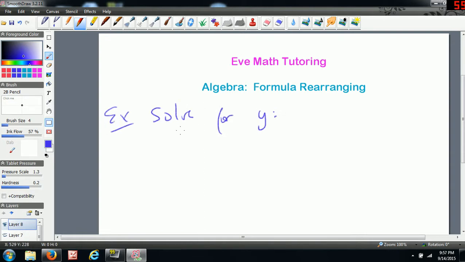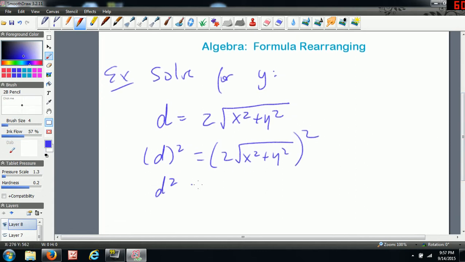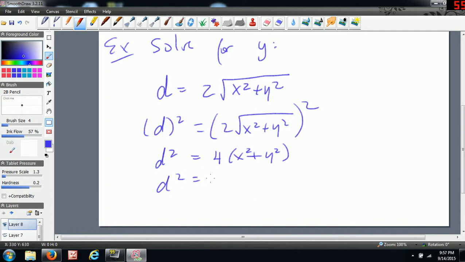Solve for y, and your formula is d equals the root of 2x squared plus y squared. So you're asked to solve for y. So first thing you notice is the root. So to eliminate the root, we are going to square both sides of the equation. And as long as we do the same thing to both sides, it won't change our equation. When we do that, we end up with d squared over here. This squares this number, and it squares this. So this becomes a 4, 2 times 2, 2 squared. And then when this is squared, it just eliminates the root. So you end up with x squared plus y squared. So then you get d squared equals 4x squared plus 4y squared.